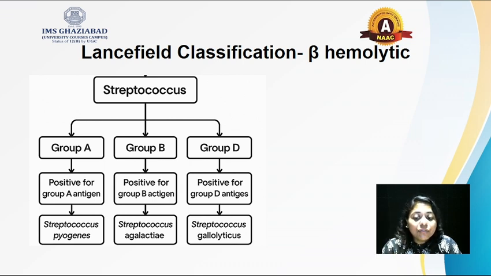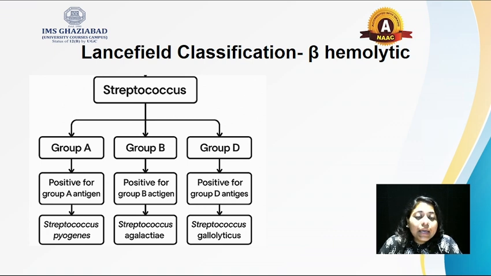These are a few examples which come under this category: Streptococcus pyogenes, which comes under group A. Next is group B, that is Streptococcus agalactiae, and group D, which is Streptococcus galactolyticus. These are the main classifications for Streptococcus.